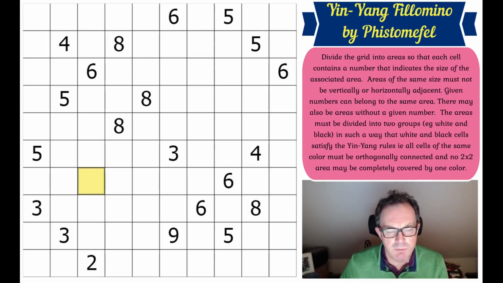Now, this is where it gets complicated, because now we have to overlay these Fillomino rules. So far, it's been absolutely normal Fillomino. But listen, the areas must be divided into two groups, e.g. white and black, in such a way that white and black cells satisfy the Yin-Yang rules.